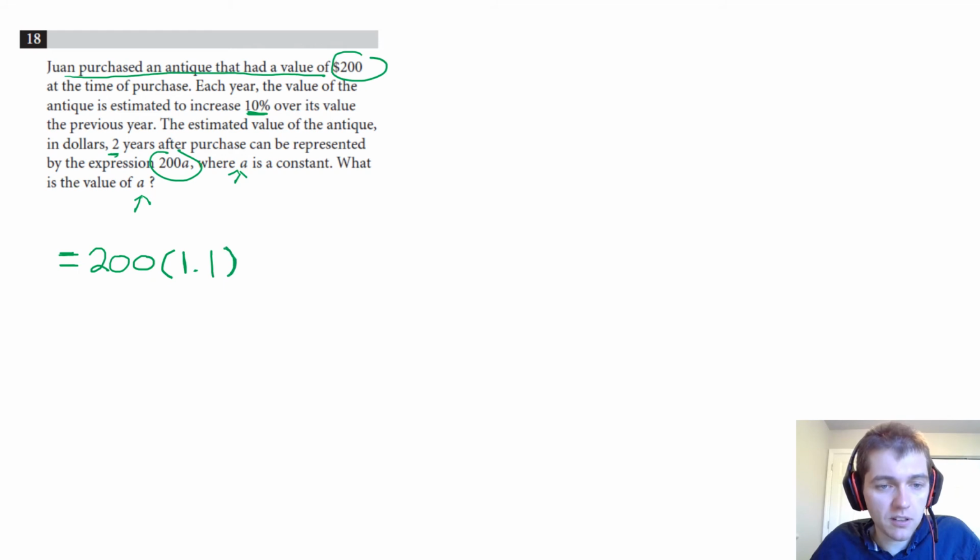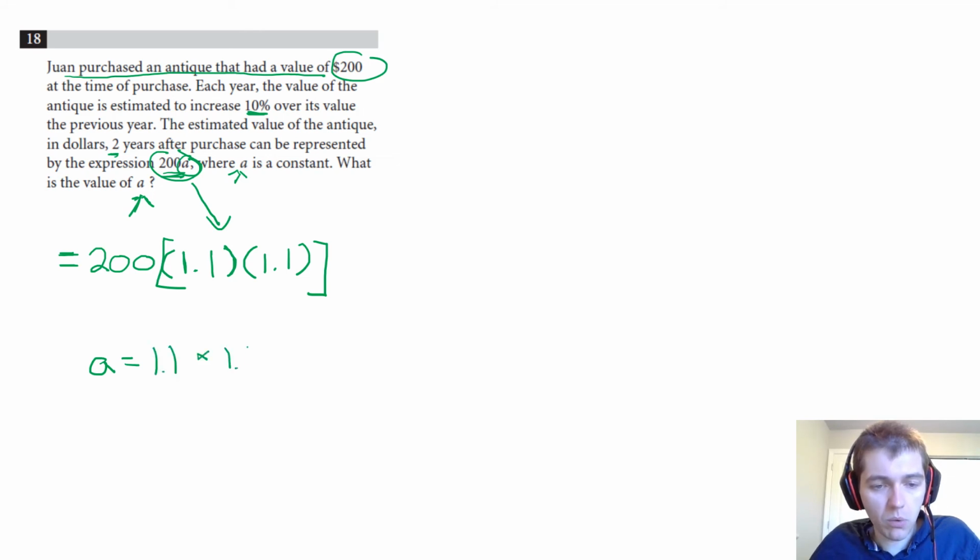And that's the first year. For the second year, it also gained that additional 1.1 multiple. So you have another 1.1 for that second year. And this will get you the value after 2 years. And at this point, you can see they're saying the expression is 200a, where a in this case is equal to this part right here. And they're asking for the value of a. So all I have to do is set a equal to that 1.1 times 1.1.